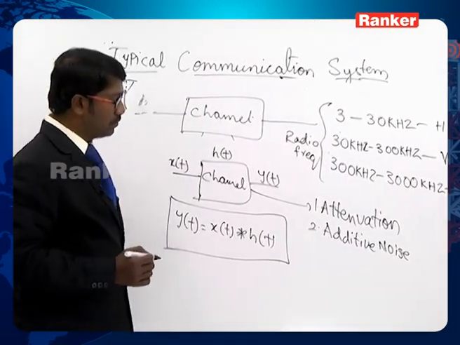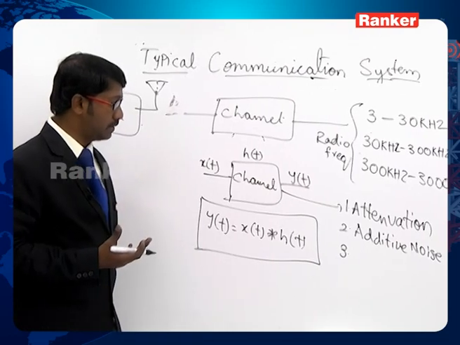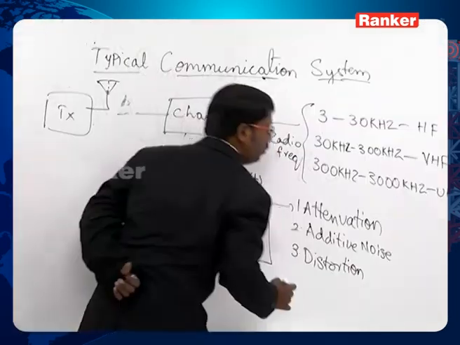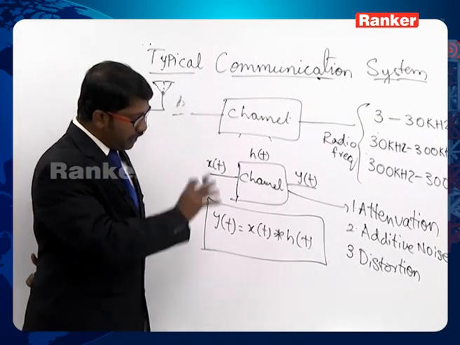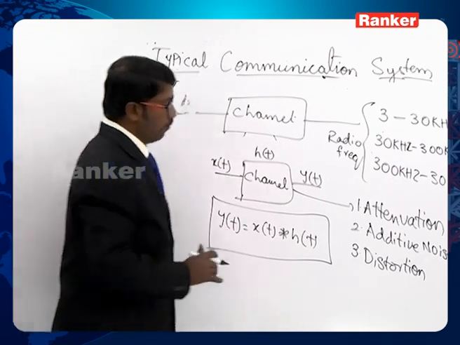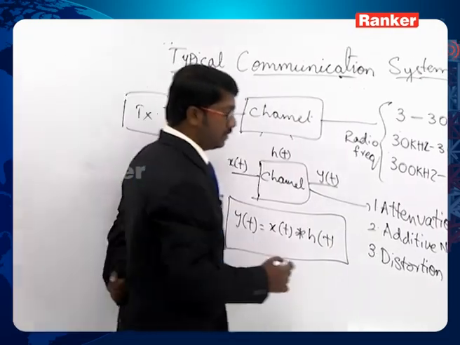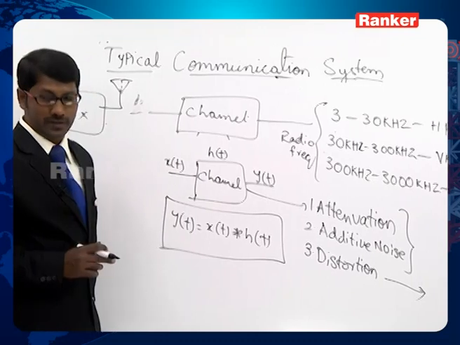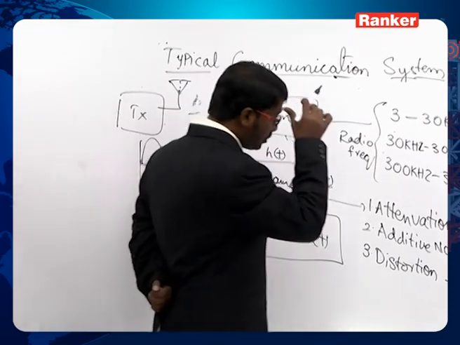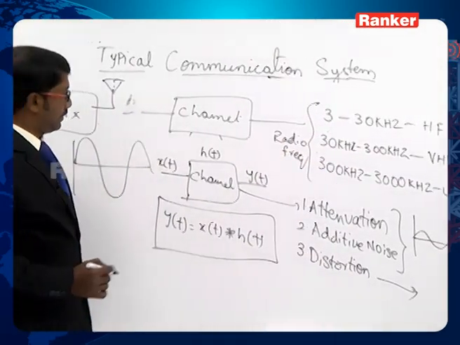And the third, most important area of research for the people who are more interested in the channel characteristics, is the distortion. These three different terms cause the input signal characteristic to change in two ways. The attenuation and noise tend to decrease the signal strength. So if I have typically a signal like this, only the attenuation and additive noise are going to decrease its strength. It is going to decrease in amplitude.